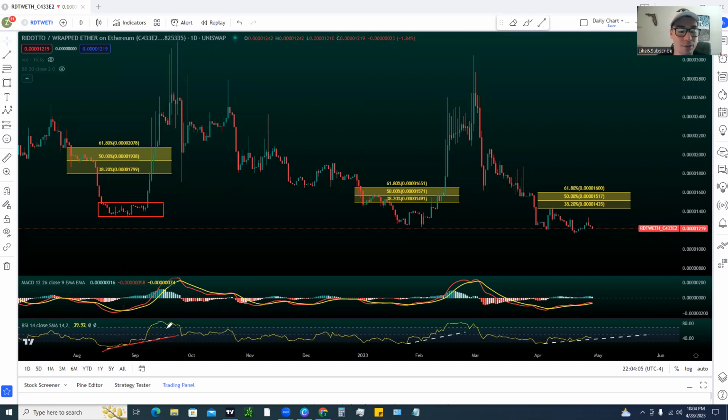And so we have this bullish divergence here where we're increasing in relative strength while the price of the token is actually bottoming and trying to find a bottom here. So we're building in relative strength as we're consolidating in this range. We have that bullish divergence.